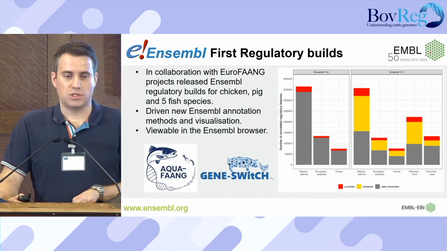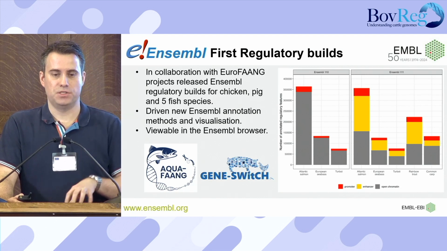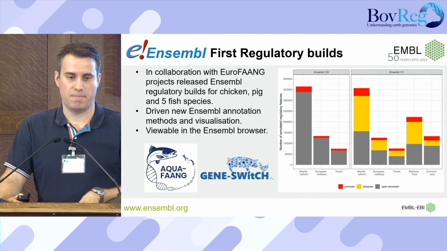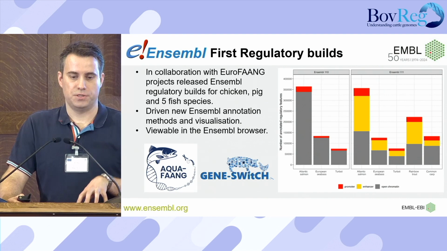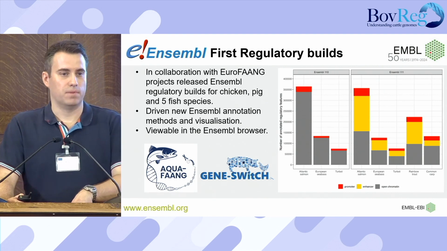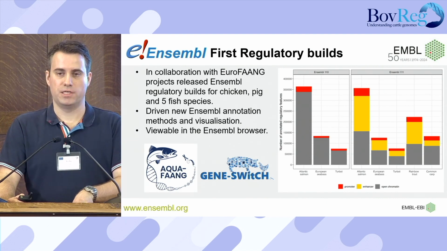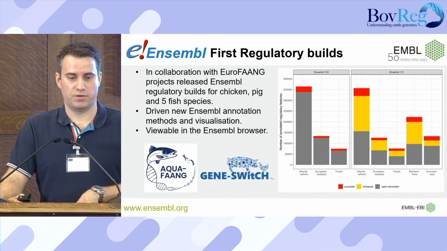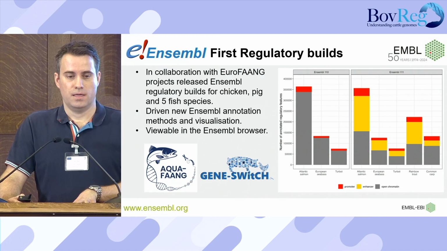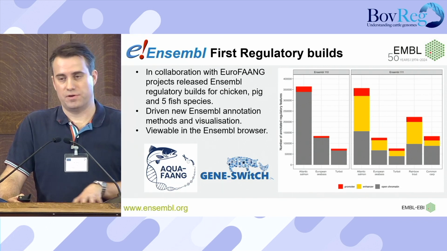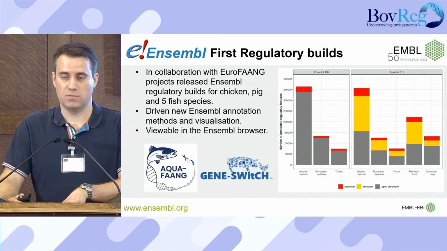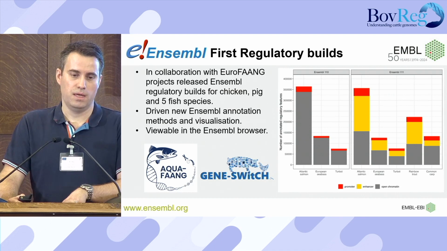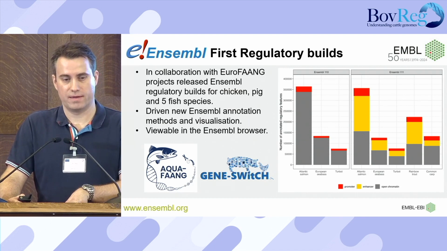So as well, Ensembl in the last year has started to produce the first regulatory builds outside of human and mouse. So we've now produced builds for 5 aquatic species in collaboration with the EuroFAANG project and with the GeneSwitch project, and we've produced a regulatory annotation for chicken and pig. So these have driven new regulatory methods that we've developed within Ensembl, and then also new visualization that we've had coming for this as well.